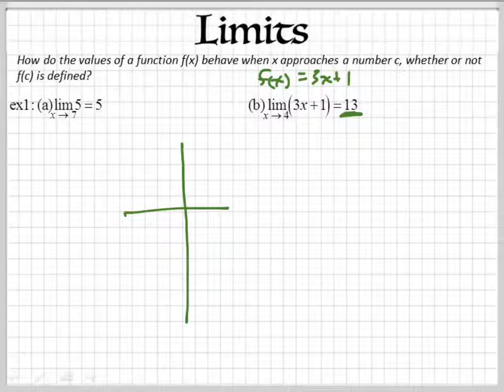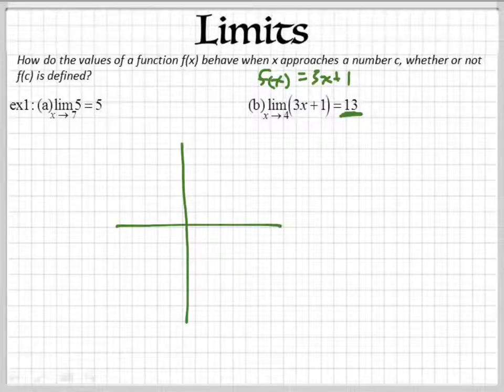Now, let's graph this and get a visual on this. You guys know how to graph 3x plus 1. The 1 is the y-intercept. You go up 3, right 1, up 3, right 1, and then we have a line right here. You can see that line and say, that's not going to have a hole in it. I've seen that line before. It doesn't have a hole in it.